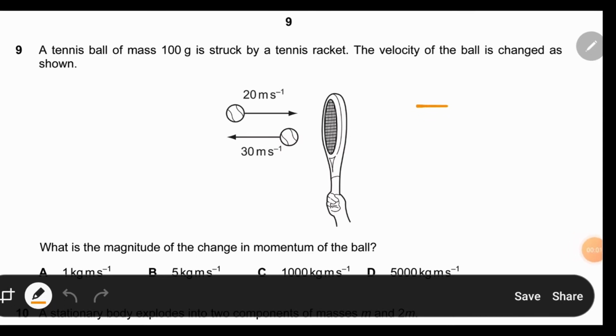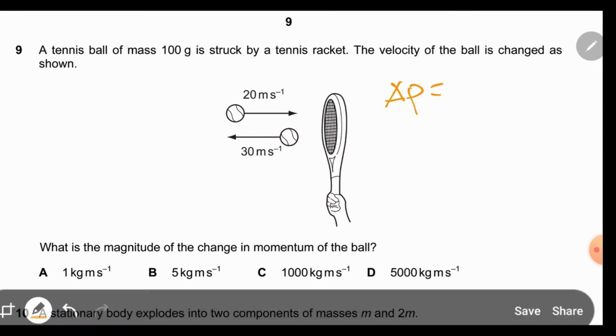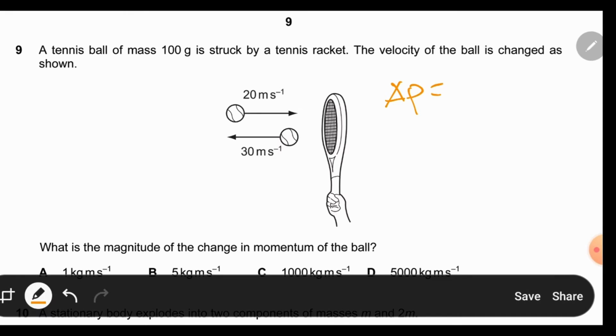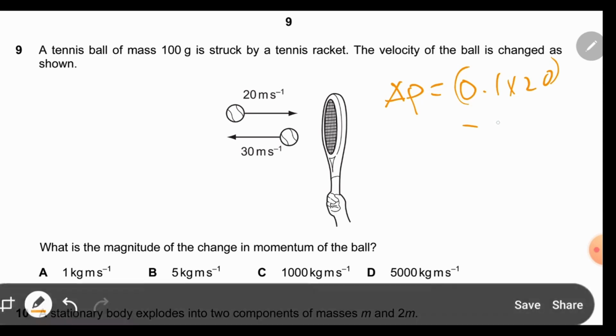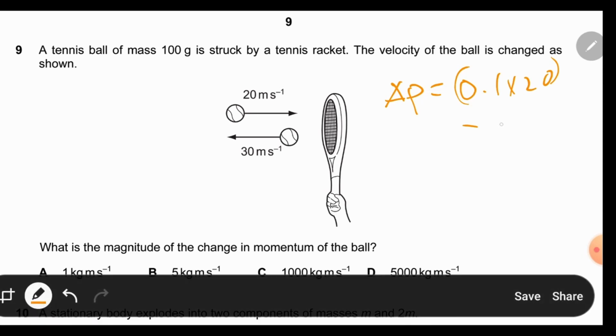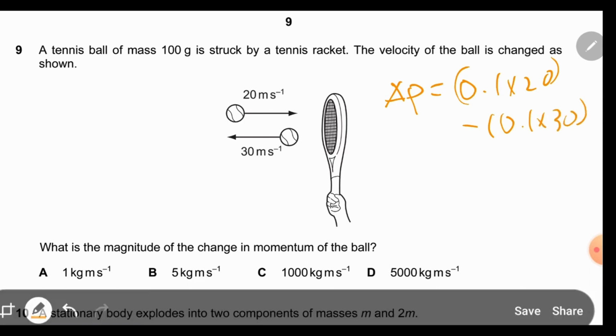Change in momentum. Now remember, change in momentum is either initial minus final momentum, or final minus initial momentum, also can. But momentum is a vector, so you have to be careful. For example, the initial momentum is 0.1 times 20. If you want to subtract the final momentum, you must remember that the final momentum is to the left, in the opposite direction. So the momentum will be 0.1 times 30. But don't forget there's a negative in front.